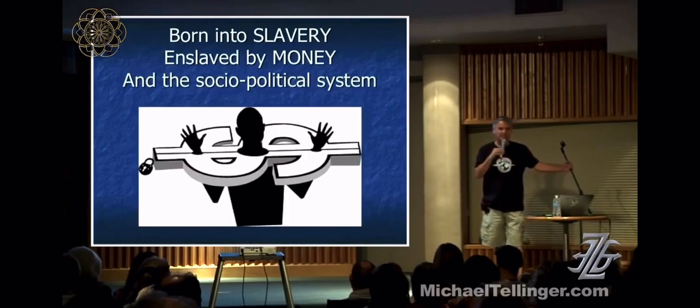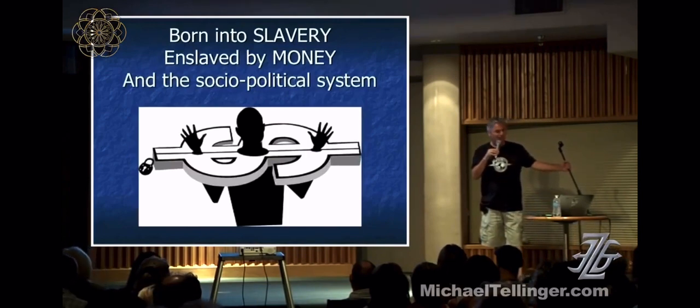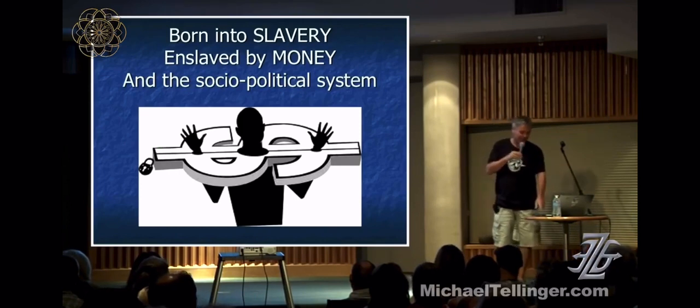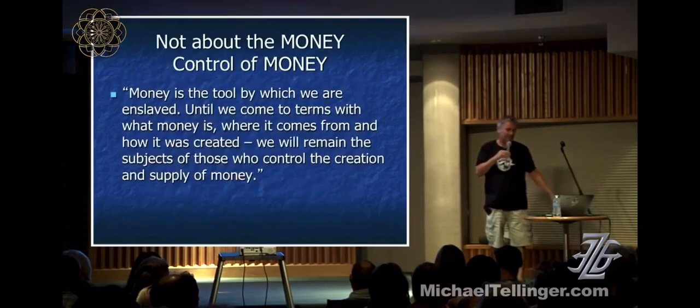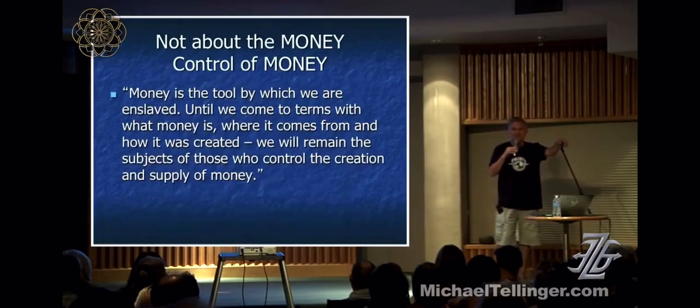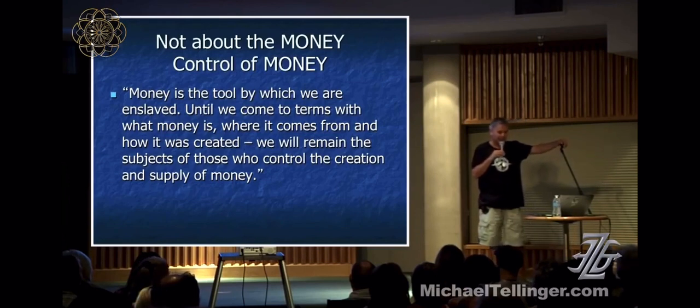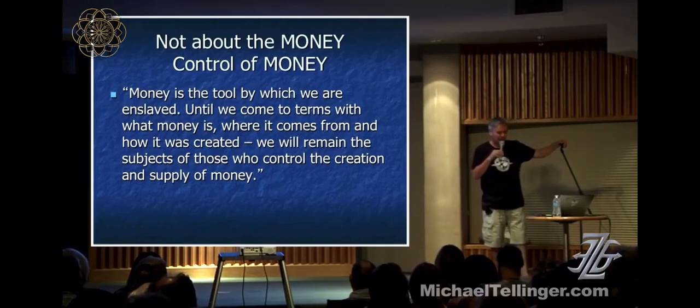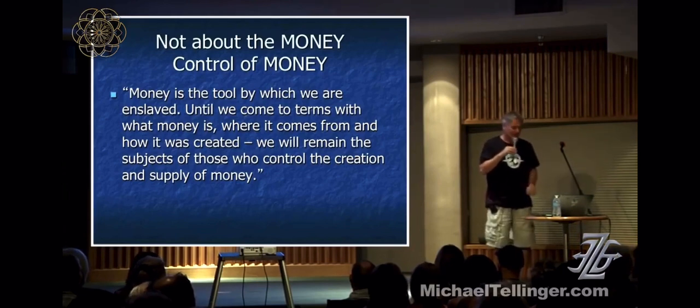We've been born into the slavery. We now understand it. We've grappled with it. It's okay. The fact that we get it, we understand it, we can now do something about it. And remember that it is the money system that has controlled us, that has enslaved us. Money is the tool by which we are enslaved. Until we come to terms with what money is, where it comes from, how it was created, we will remain subject of those who control and create the supply of money.